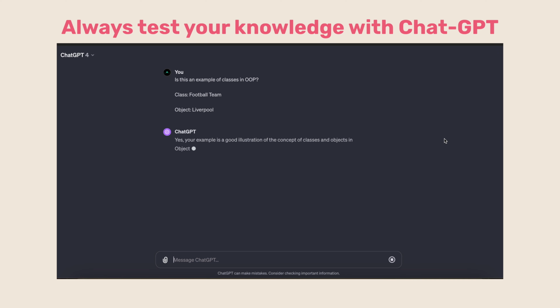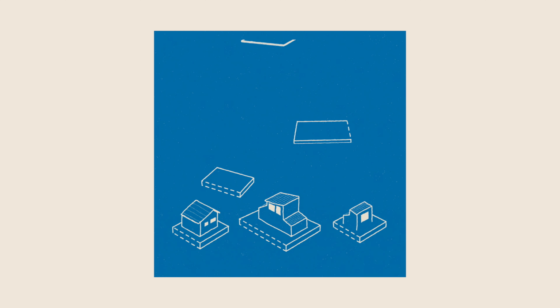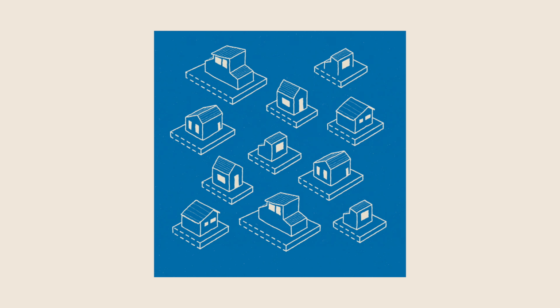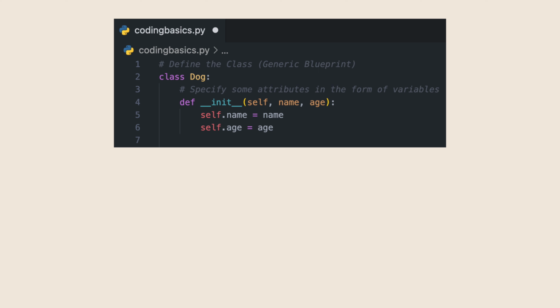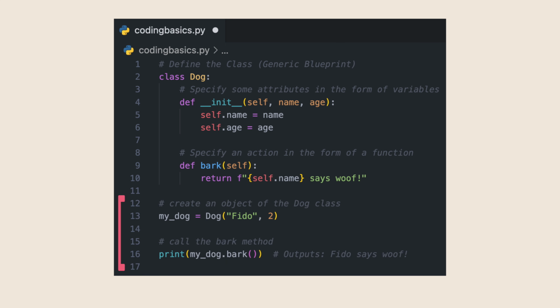Object-oriented programming gives us a great way to model the world around us. So we know that an object is one instance of a class, which is like a blueprint. These blueprints, or classes, are used to define properties in the form of variables, and actions in the form of methods or functions. The top half of this code snippet shows how you would create a class, and the bottom half shows how you would create an object from that class.